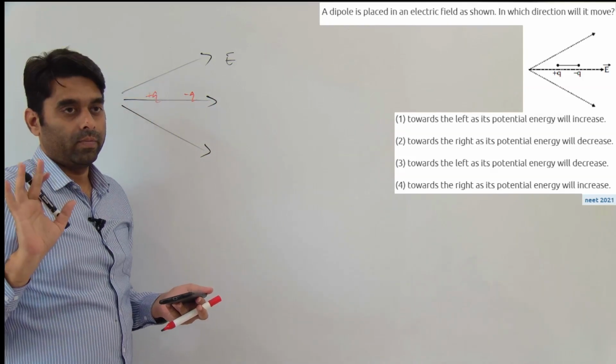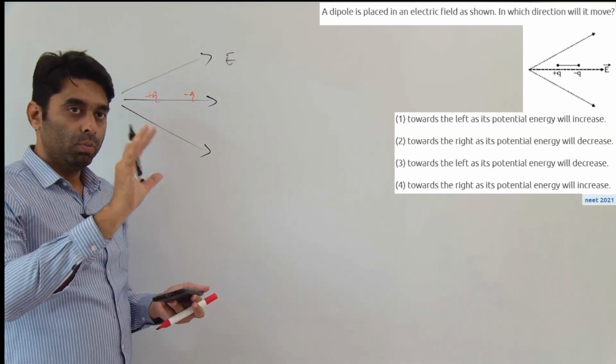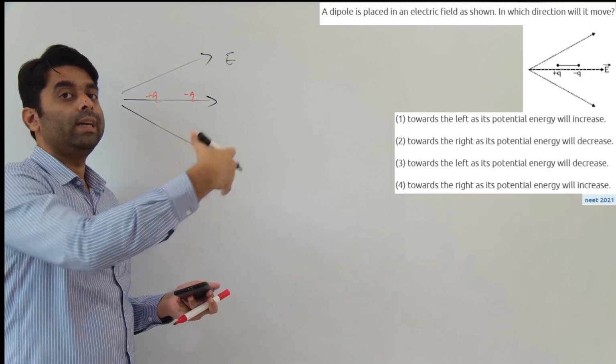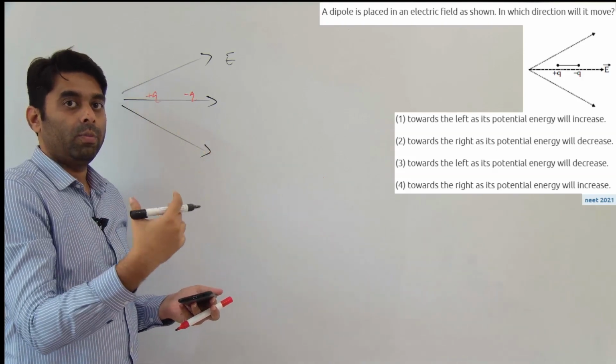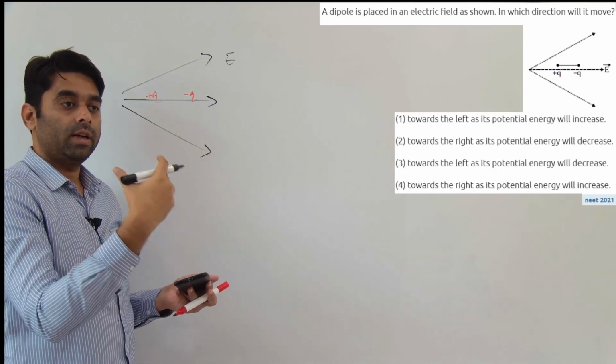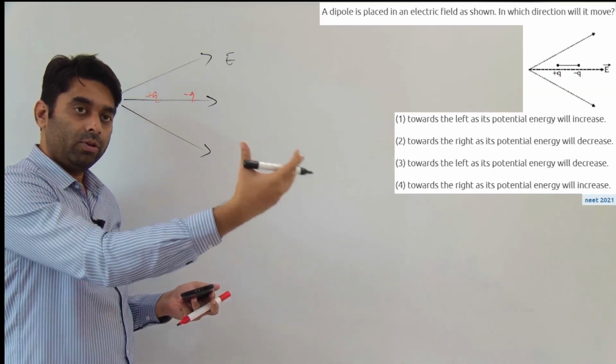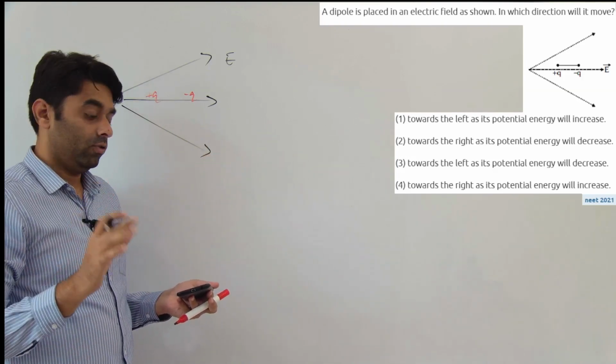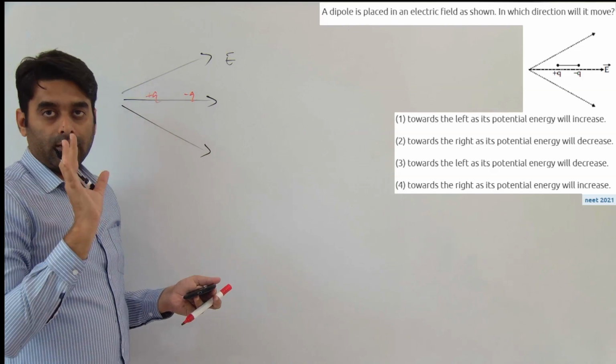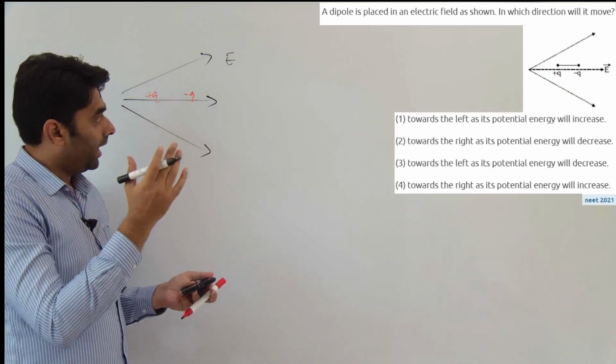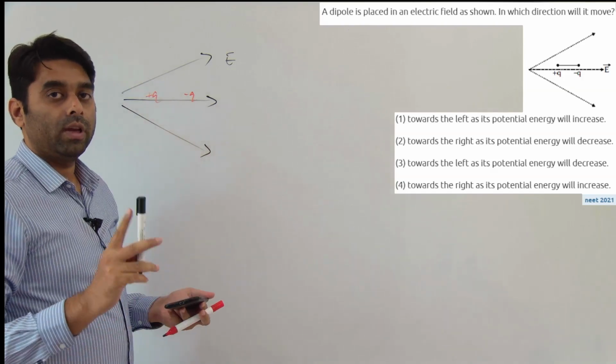One thing is clear: bodies always move such that they tend to decrease their potential energy. If you leave a body, it will always move such that it tends to decrease its potential energy. So your answer should be decrease in potential energy. But which side, right or left? That answer you can give with the help of force analysis.